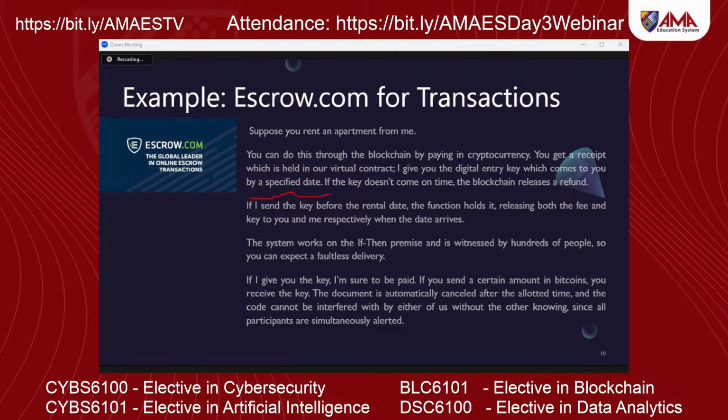Kapag parang peer-to-peer agreement talaga sa smart contracts sinasabi. Kapag mas mabilis, wala nang middleman, kapag wala nang magtutulay, parang ganun.